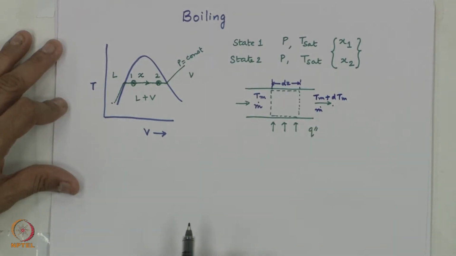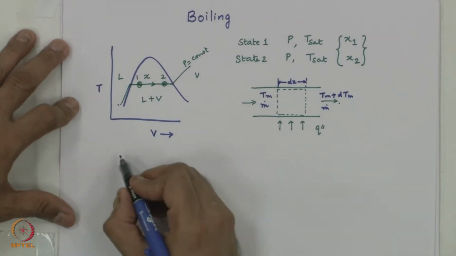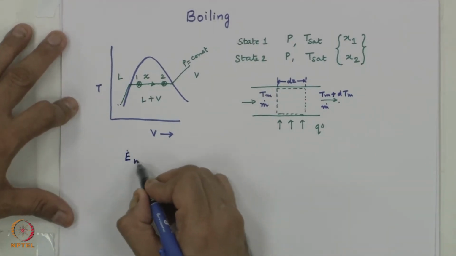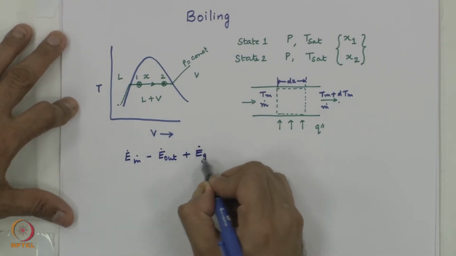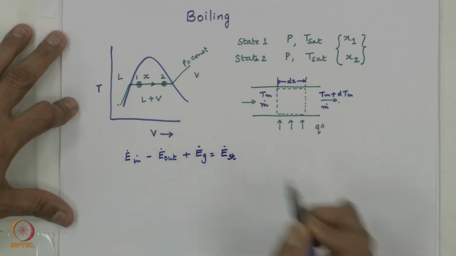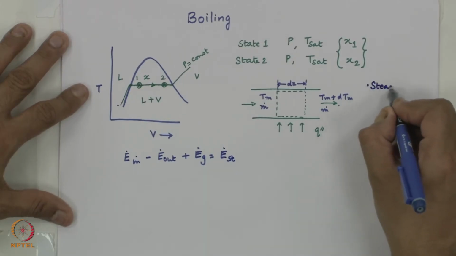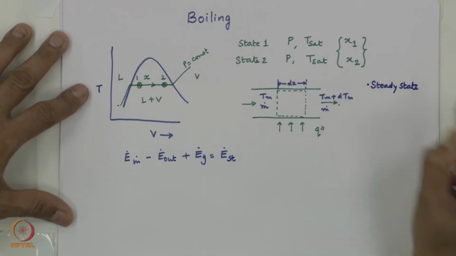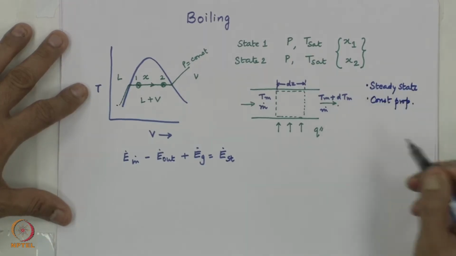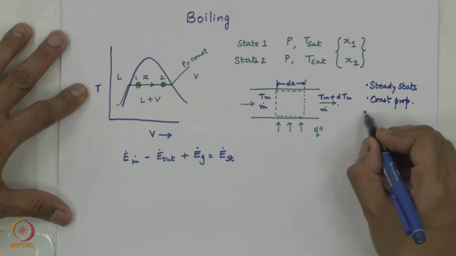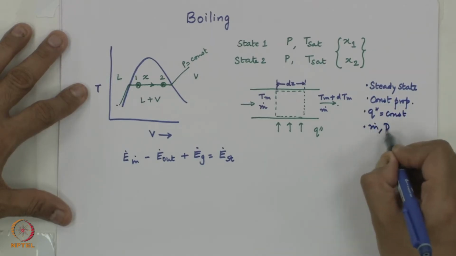Properties are constant, Cp is constant over the range of temperature, and if I do a basic energy balance, it would mean E dot in minus E dot out plus E dot generated is equal to E dot stored. This is my basic equation that you would have studied in heat transfer, and my list of assumptions here would be steady state, constant properties, heat flux is constant, m dot is constant, everything is constant.